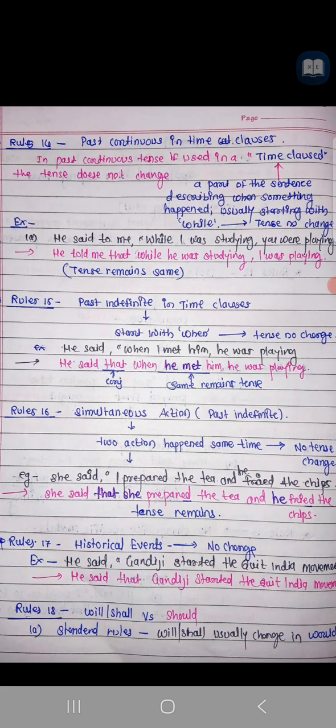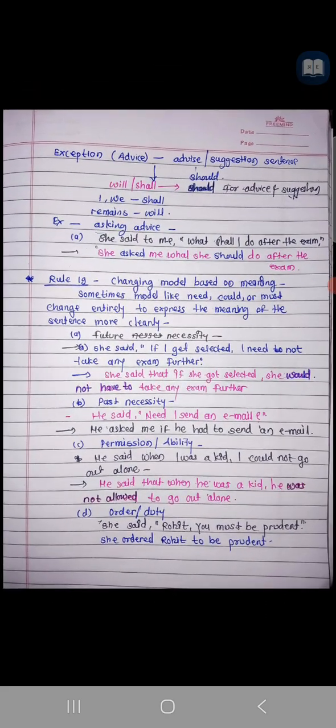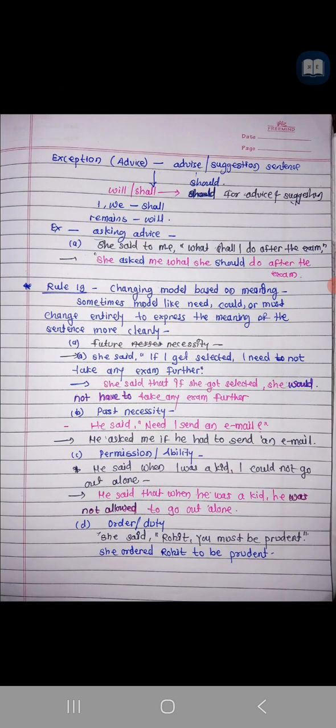Next, will, shall versus should. You know one thing about will and shall: as per the usual rules, will and shall change into would. But advice is the exception in the sentence. For example, will and shall convert into should for advice and suggestion. Shall is for I or we, and will remains for all other subjects.